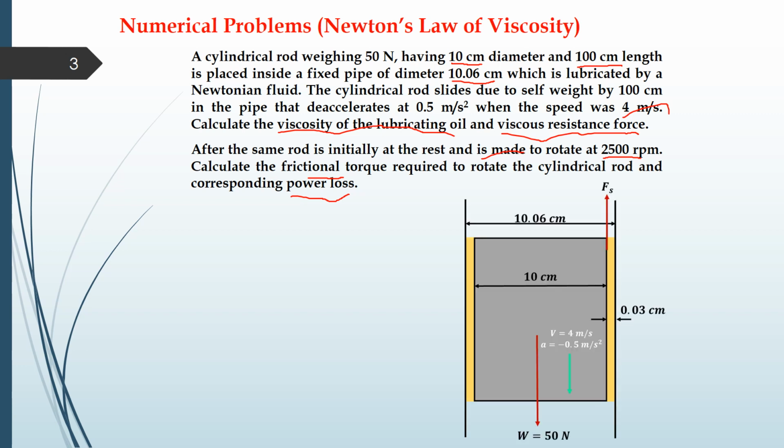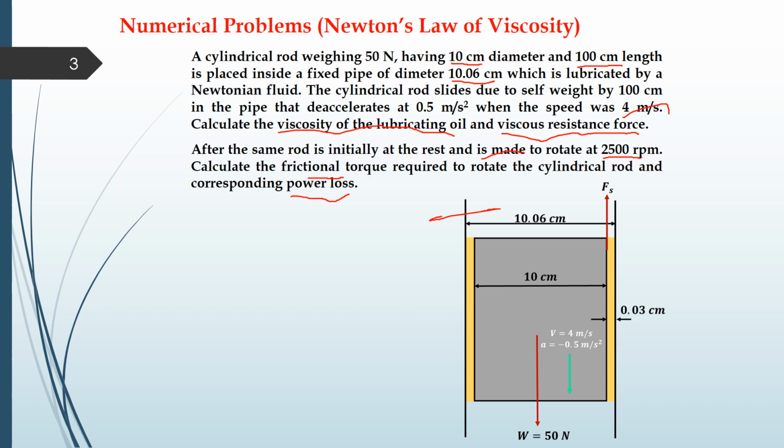So this is the case wherein you can see we have a cylindrical pipe in which we have a cylindrical rod of diameter 10 centimeters. So this gray color is a rod which is moving down with some velocity 4 meter per second, and it is decelerating. And that's why the negative sign is over here, minus 0.5 meter per second square, and the weight of the rod is 50 newtons. So the lubricating fluid is there, which is a Newtonian fluid. So it certainly means that we will use Newton's law of viscosity.